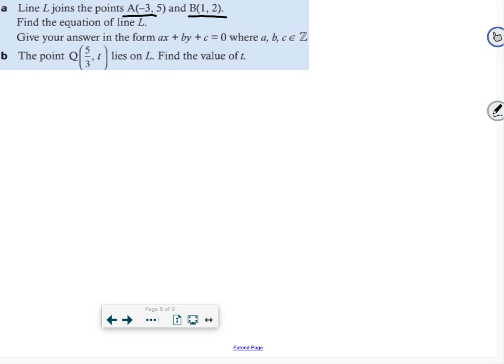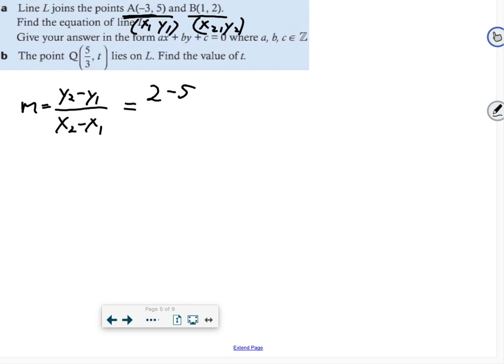Okay, and in order to do that, I need to find my slope. So my m is equal to my rise, so y2 minus y1 over x2 minus x1. So I'm going to just call this my first point. So this is going to be x1, y1, and then this B point is going to be x2, y2. Okay, so as I substitute those in, I'm going to get 2 minus 5 over 1 minus negative 3. So as I simplify this out, I get negative 3 over 1 plus 3 is 4. So I get a gradient of negative 3 over 4.